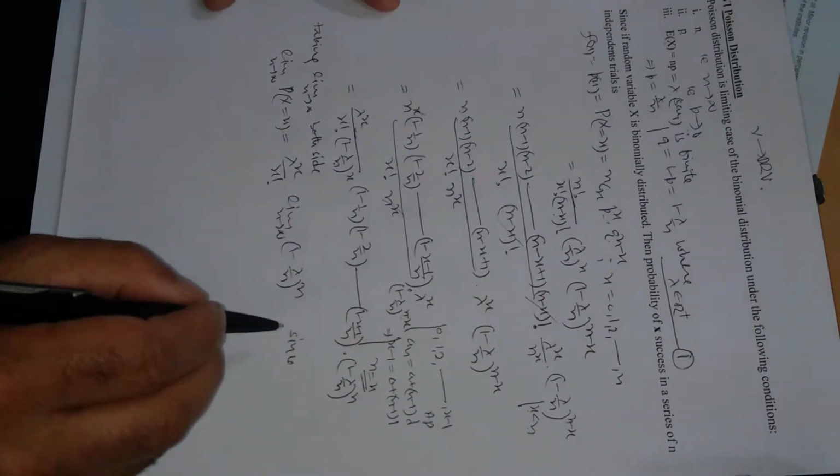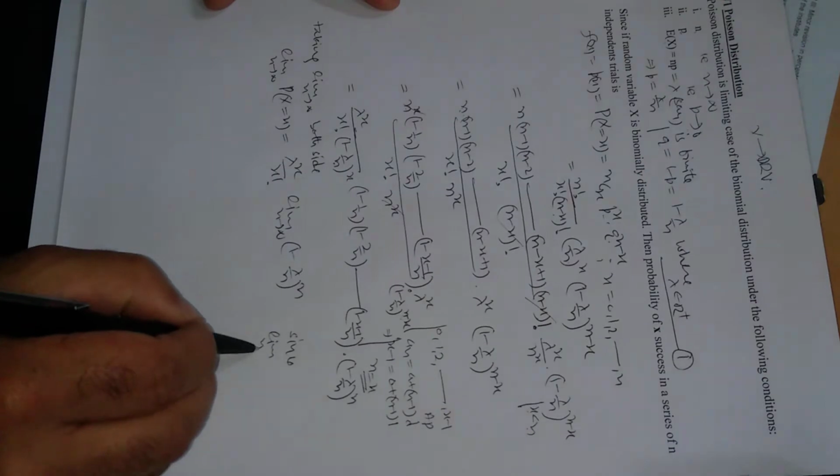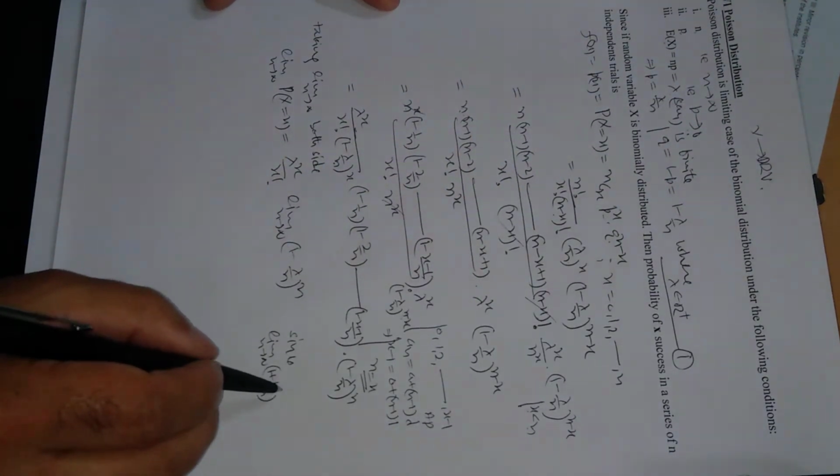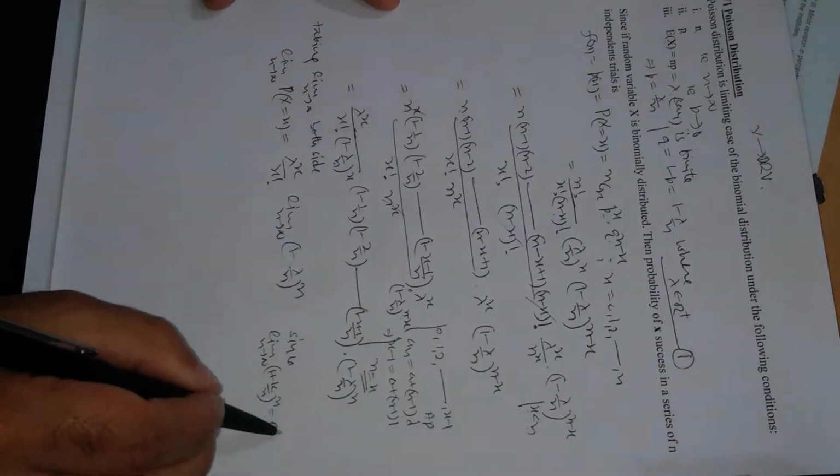Since we know limit n approaches infinity of 1 plus k upon n raised to power n is e raised to power k.